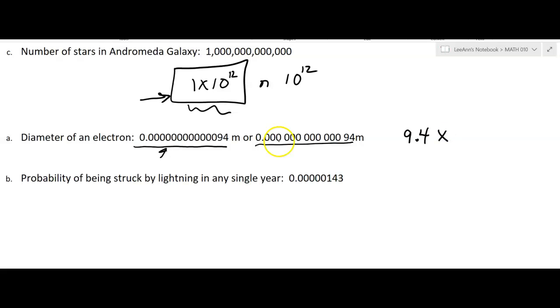All right, then how many places did we move? 3, 6, 9, 12, 13. Now you're going to make that a negative 13 because you're moving to the right. It's a small number. So I think of it this way. Big numbers, positive exponent on the 10. Little numbers, negative exponent on the 10. Okay. I should probably double check and count. 1, 2, 3, 4, 5, 6, 7, 8, 9, 10, 11, 12, 13.